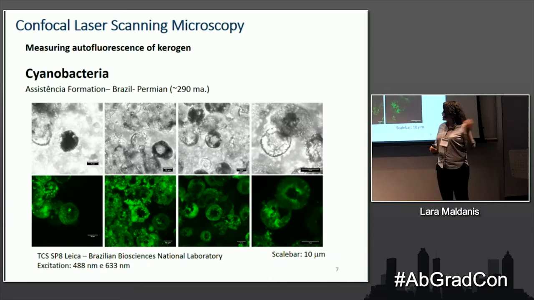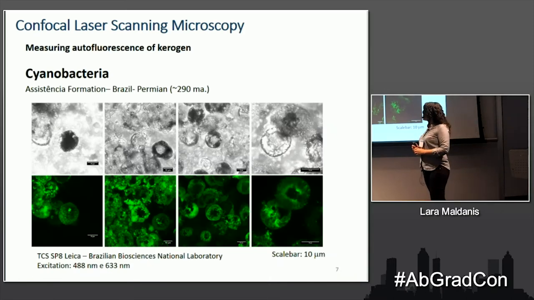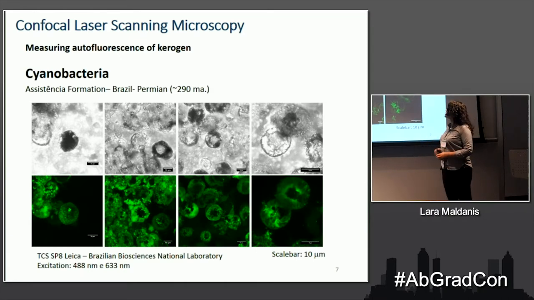The first technique, which he already introduced, is confocal laser scanning microscopy. We took some Brazilian microfossils that are 290 million years old and put them in this microscope, because kerogen, the degraded organic matter, has an autofluorescence property, which means that we can image the organic matter and see it in 3D. And we can have images of the preserved kerogen in microfossils.